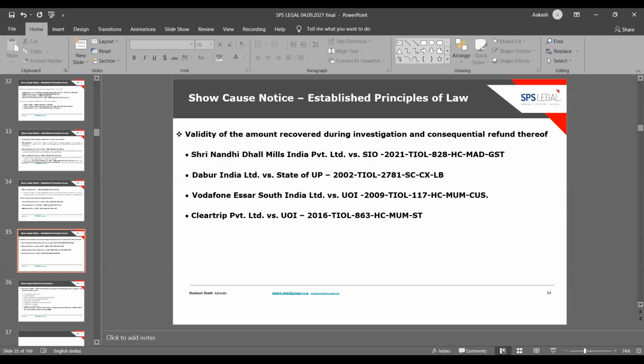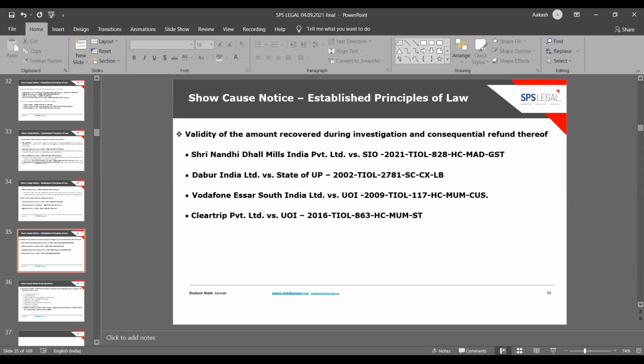Ultimately, they are all reaffirming the principle that no amount can be recovered from a taxpayer, whatever the justification, without following the due process of law and without issue of the SCN. Therefore, if any amount is recovered during investigation by force, though in the statement it will always come out that the taxpayer has paid it voluntarily, the validity of such recovery can always be challenged by the taxpayer. They can say that this was not voluntary, or even if initially they willingly paid it, later they realize it was a mistake of law on their part to make this payment because it was never payable.